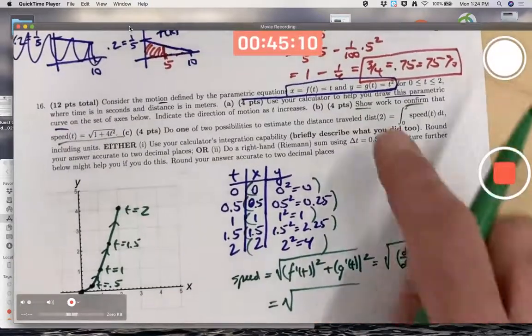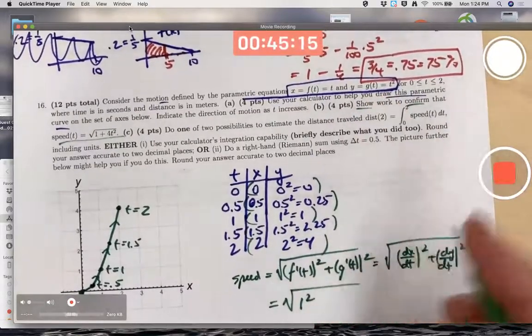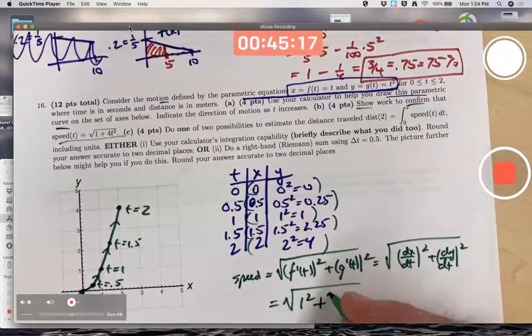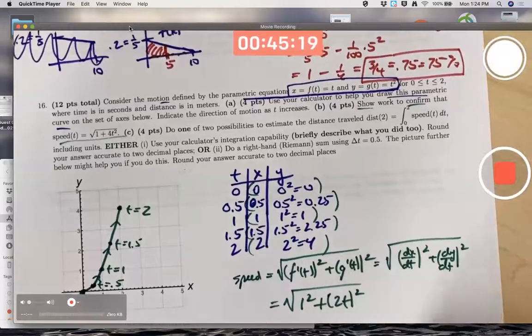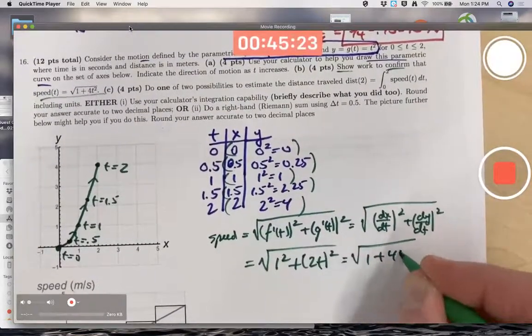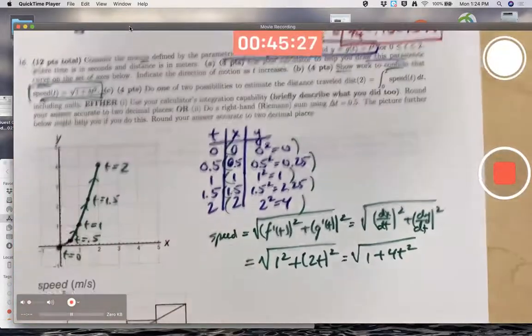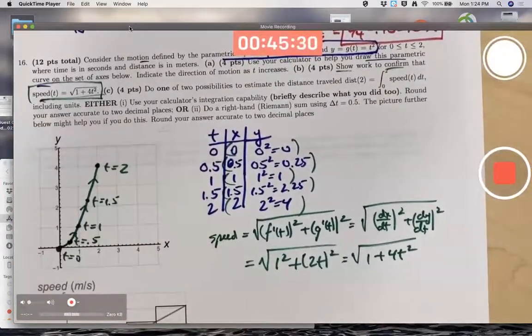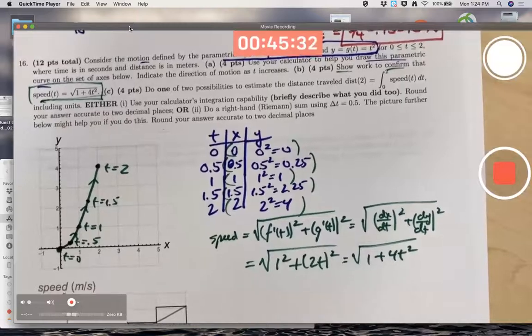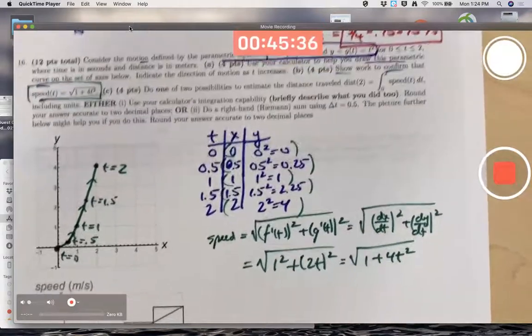But f of t is just t, so its derivative is 1. And g of t is t squared, so its derivative is 2t. Square that, you get exactly what I told you you should get. This thing right here. And by the way, this is not the same as 1 plus 2t. You can't take the square root of a sum like that. You've got to leave it like this.